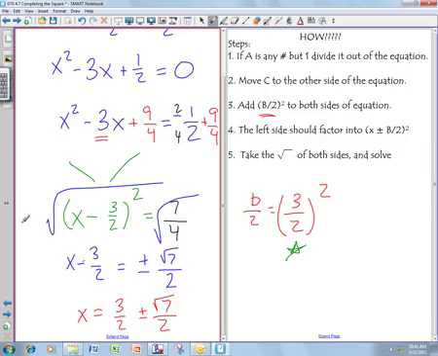So this is completing the square when your a value is not 1, and also a good look at some of the fractions you see happen when your b value is odd as well. I hope this helps.